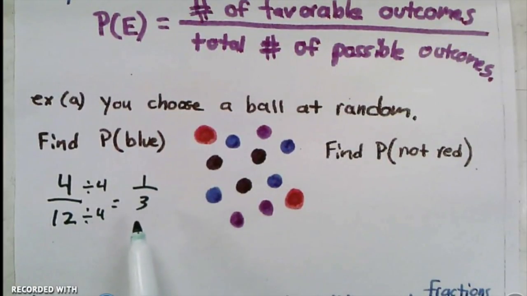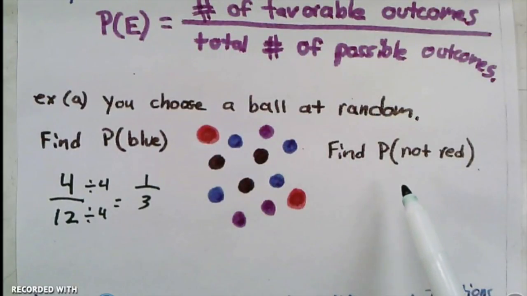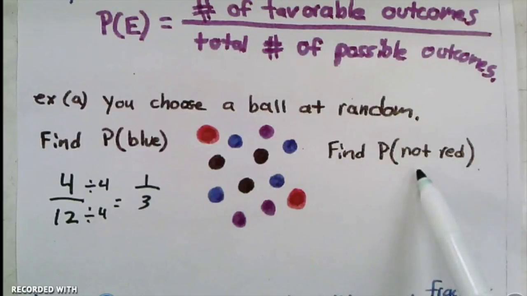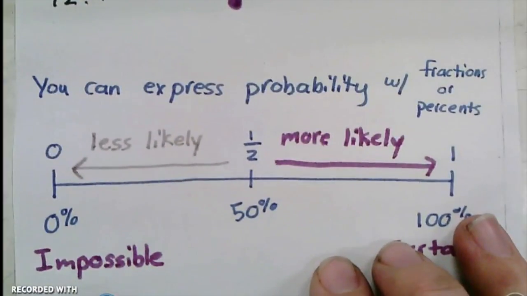We can also show this as a percent, which would be 33.3% chance. All right, let's try this one. Find the probability of not getting a red one. So I want you to do this one on your own. You're going to count up all the choices that are not red and then put them over the total number of balls.